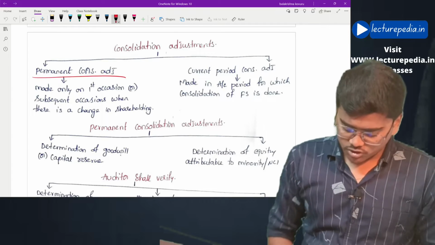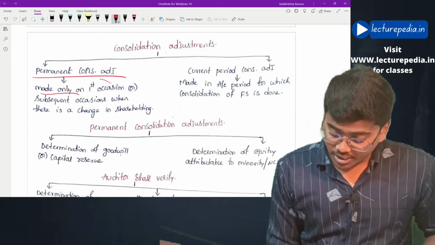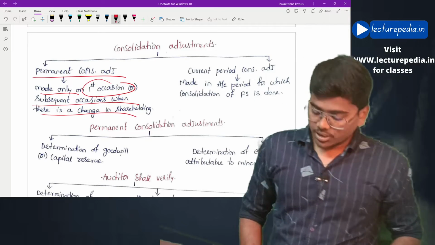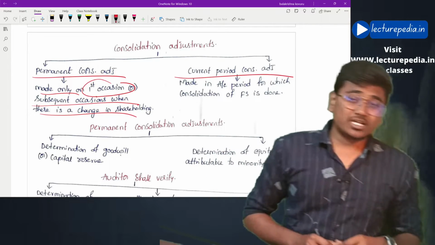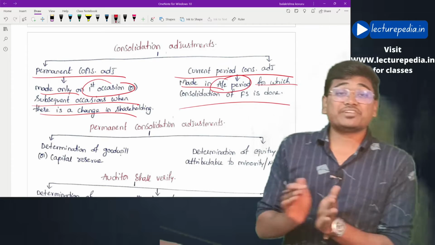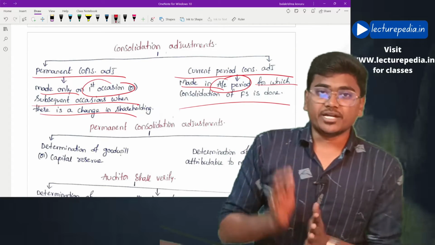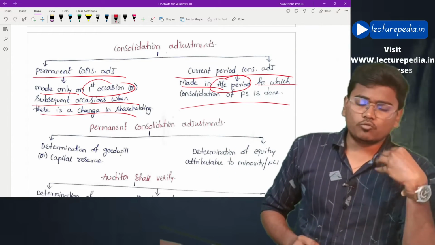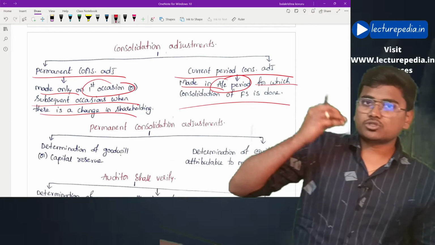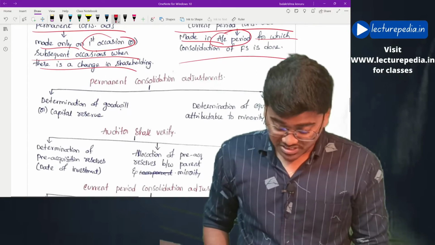So permanent consolidation adjustments are made only on the first occasion or a subsequent occasion when there is a change in the shareholding, whereas current period consolidation adjustments are made in the accounting period for which the consolidated financial statements are being prepared. Now what are examples of current period consolidation adjustments and what are examples of permanent consolidation adjustments? We will be seeing that.